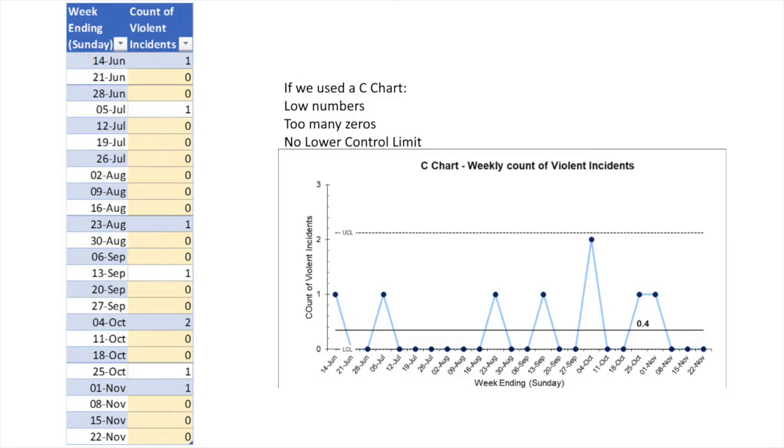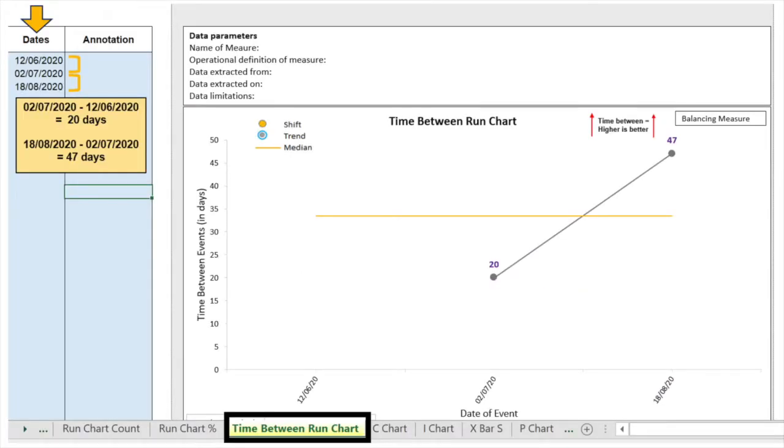Instead of plotting events over time, a time between chart serves to chart the time between events happening. It is a chart we use for rare events. So for example, if a team is looking at data collected on incidents of violence and find that these events are uncommon, it may mean there are a lot of days or weeks where there are zeros in the data. This is where we can use a time between chart.